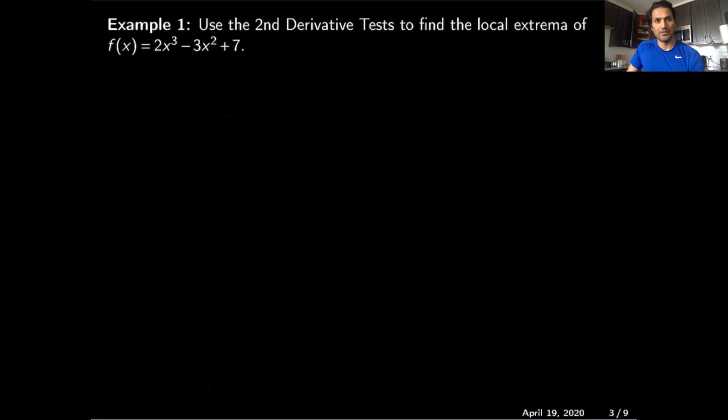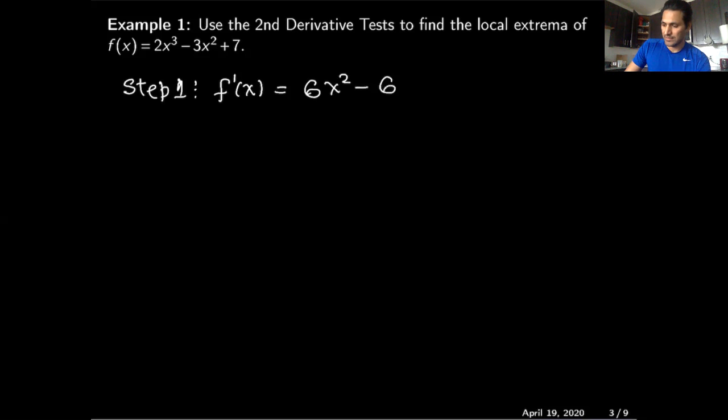I have this example, which is a polynomial: 2x cubed minus 3x squared plus 7. Again, I will start with step number 1. I calculate the first derivative of the function, f prime of x, which is 6x squared minus 6x. I simplify a little bit by pulling out 6x, so this is 6x times (x minus 1). In step number 2, I will calculate the critical values of this function by setting the first derivative equal to 0.